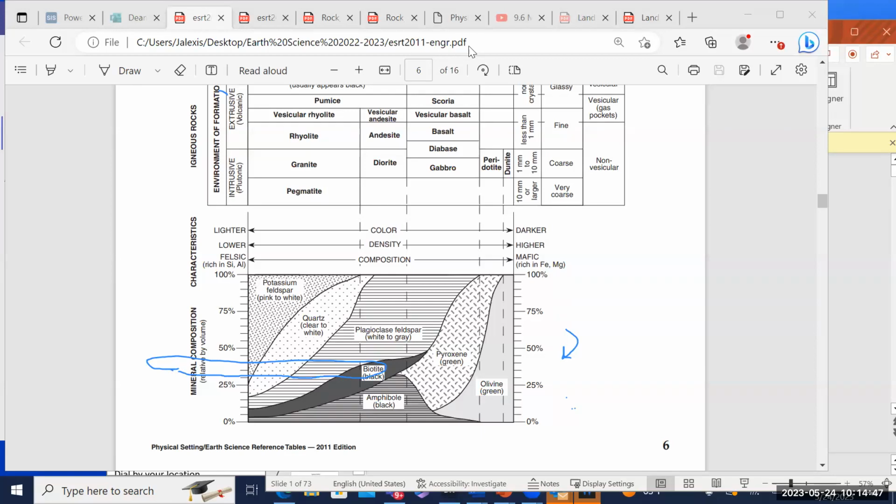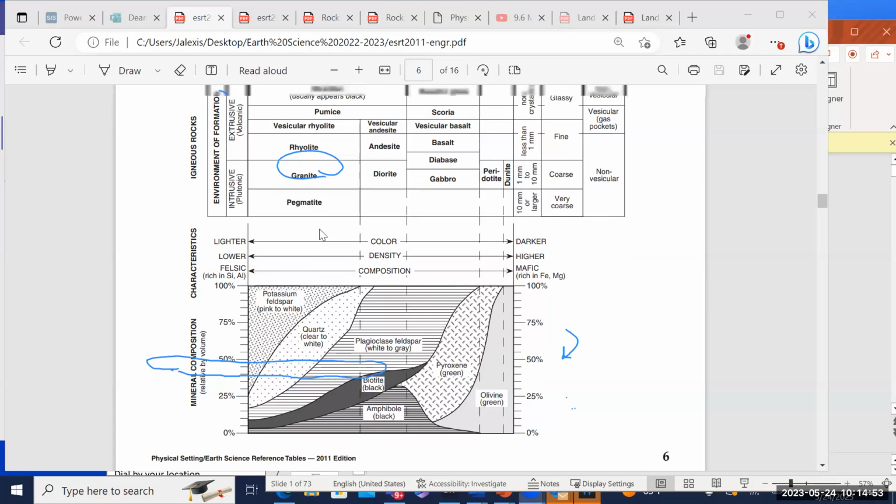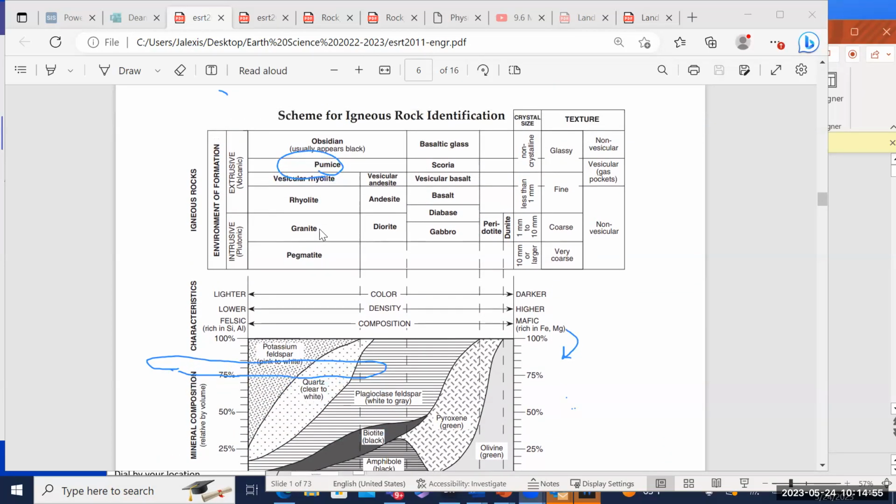I see granite is here. Let me move on up. Let me move up a little bit more. Sorry. Granite is here. Rhyolite is here. Gabbro is here. What do they all have in common? It looks like they're all igneous rocks.